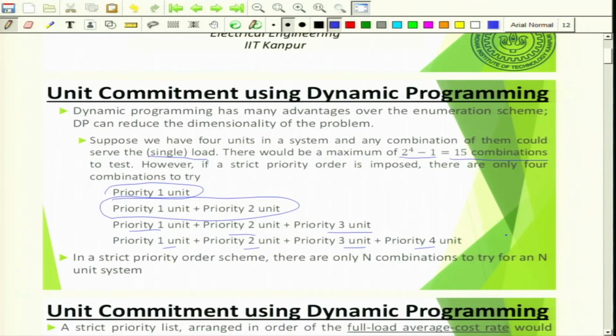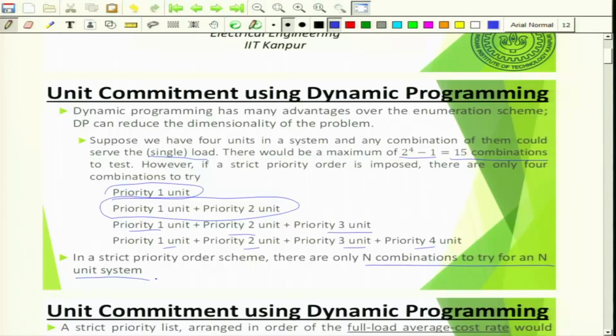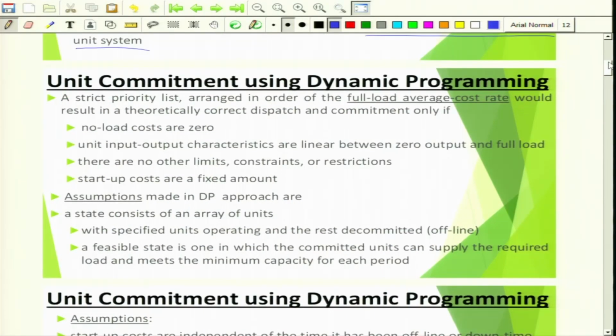In a strict priority order scheme, there are only n combinations to try for an n unit system, right? If there are 5 units, then there are 5 combinations. So a strict priority list arranged in order of the full load average cost rate would result in a theoretically correct dispatch and commitment only if there are certain conditions, where you can follow this kind of approach, where n number of units and n number of combinations are considered.